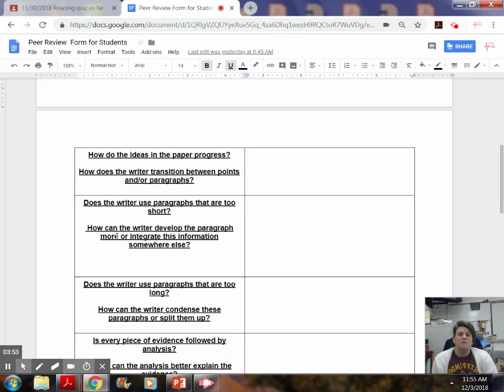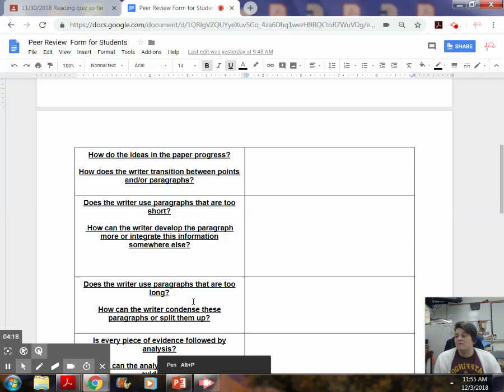So what you can tell them, if a paragraph is too short, you can write too short, page 2, paragraph, page 2, PG2, PR for paragraph, or write out paragraph 3. It's too short. It can be integrated somewhere else. Maybe it could be integrated in page 4, paragraph 3. So give them that information.